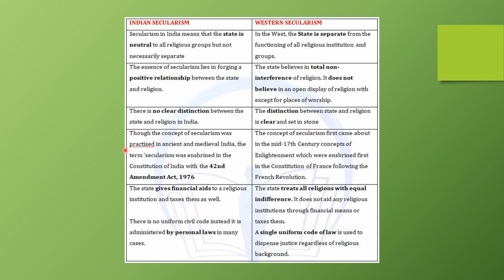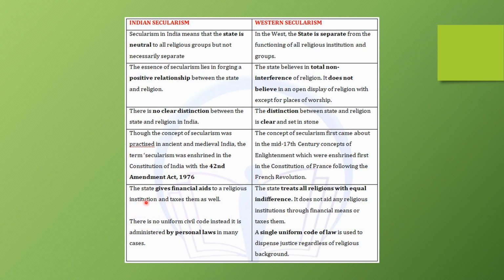In Indian secularism, though the concept of secularism was practiced in ancient and medieval India, the term secularism was enshrined in the Constitution of India with the 42nd Amendment Act of 1976. In Western secularism, the concept of secularism first came about in the mid-17th century during the Enlightenment, and was enshrined first in the Constitution of France following the French Revolution.